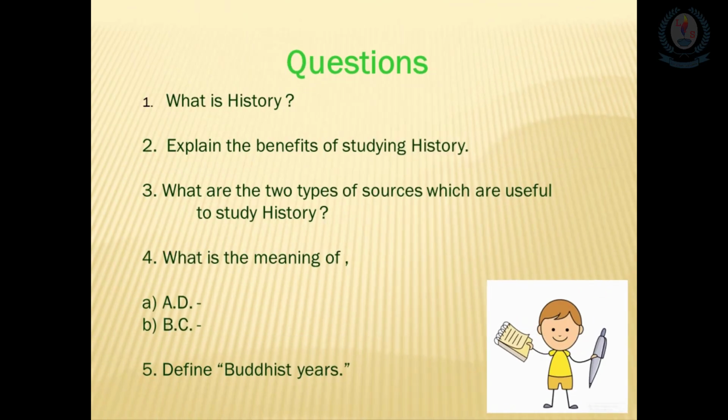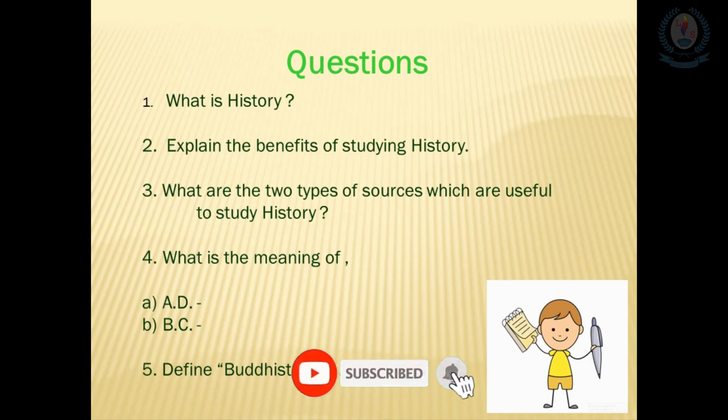Now you can answer these questions. What is history? Explain the benefits of studying history. What are the two types of sources which are useful to study history? What is the meaning of AD, BC? Define Buddhist years.